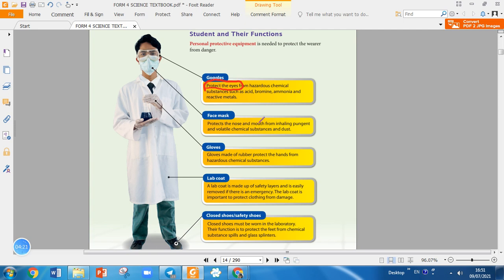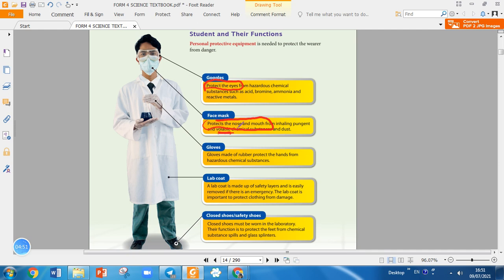Face mask: protect the nose and mouth from inhaling pungent and volatile chemical substances and dust. Inhaling means breathing. Pungent means very bad smell, something like the smell that comes from a toilet you have not washed for many days. Volatile means it can become gas easily. So the keyword here is that a face mask is to protect the nose and the mouth.